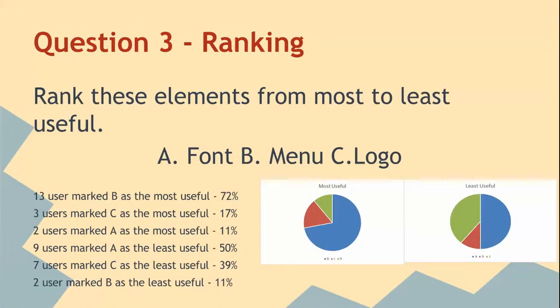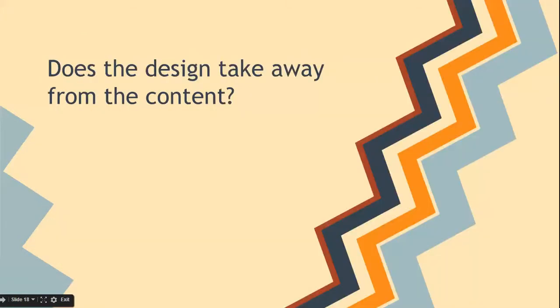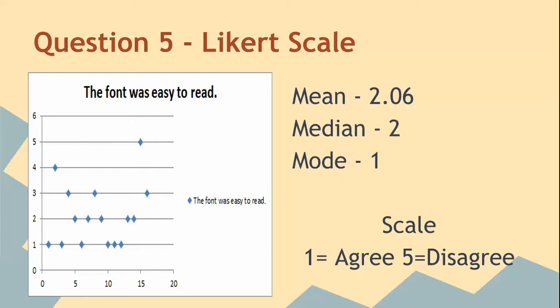I also did another ranking question, rank these elements from most to least useful: font, menu, and logo, and that was a mistake. The three elements that I am identifying, they're like apples to oranges. They don't make sense. So my users were very confused. My results were skewed. I don't really put a lot of faith in this question because it really didn't make a lot of sense for my users. So I'm going to move on. Does the design take away from the content? I did a Likert scale. The font was easy to read was my question, and I got some 1 to 3s.